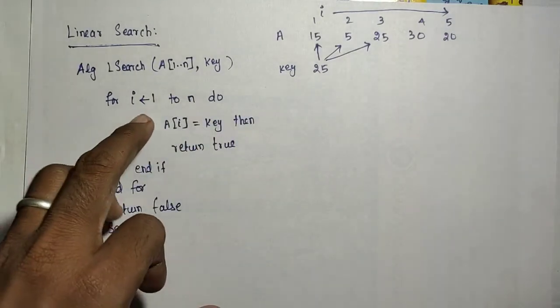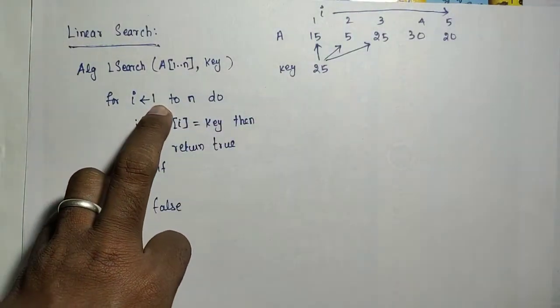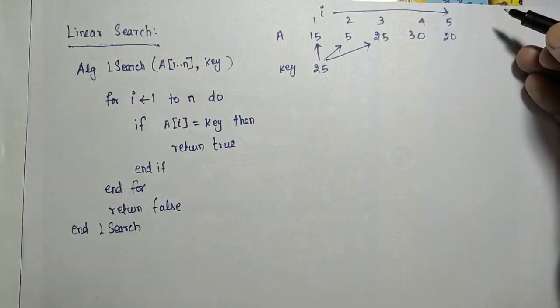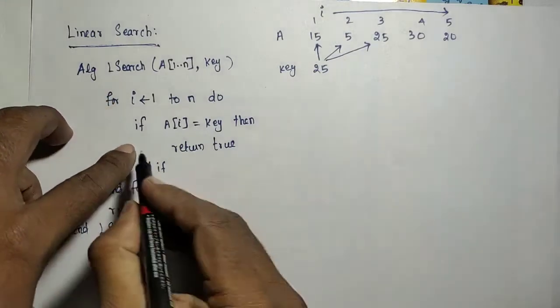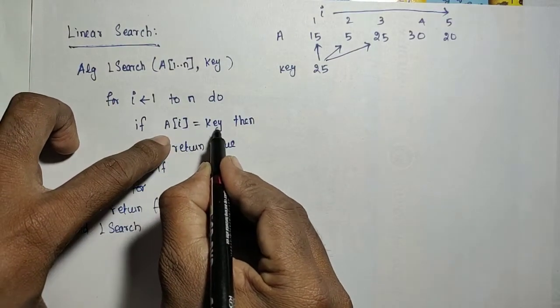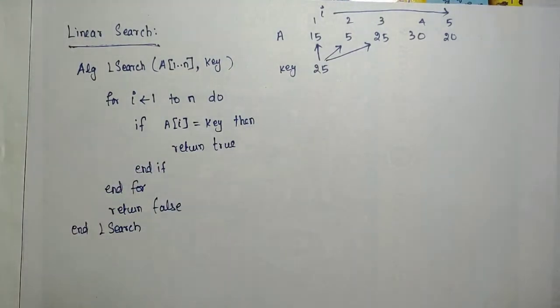See that for i equal to 1 to n, when i reaches n plus 1, it will get terminated. The loop will get executed for n times. In between, we added the condition: if a of i is equal to key, there is no need to continue the loop or the algorithm. Just immediately return to the caller of that algorithm with the result true.